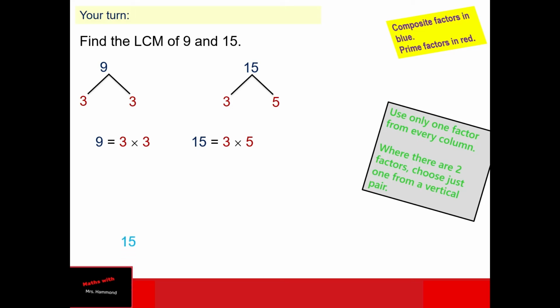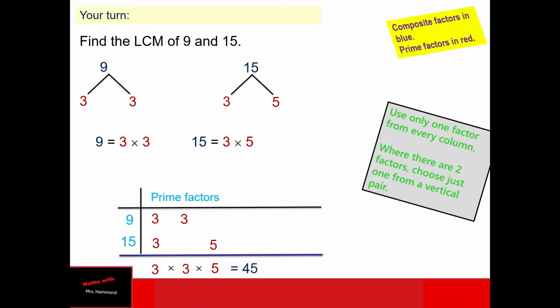So there you have it. 9 is 3 times 3, 15 is 3 times 5. When you have two numbers occurring, you choose one from the vertical pair. Now, it's really easy. Now, let's go on to our extension task.